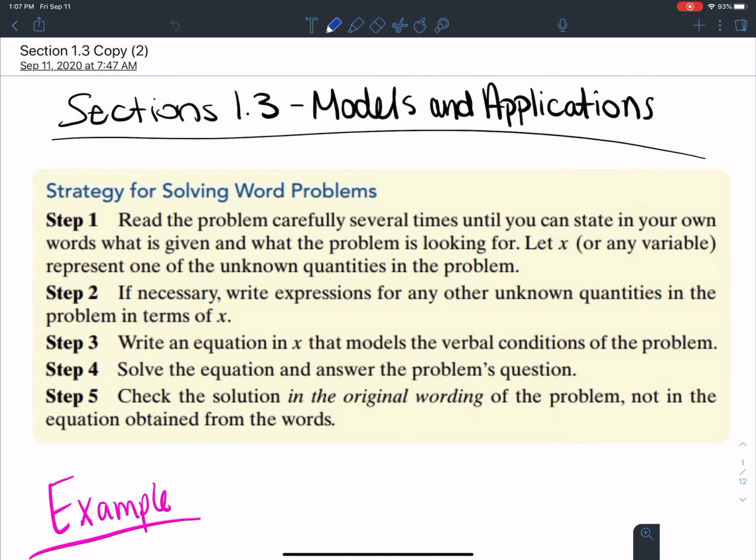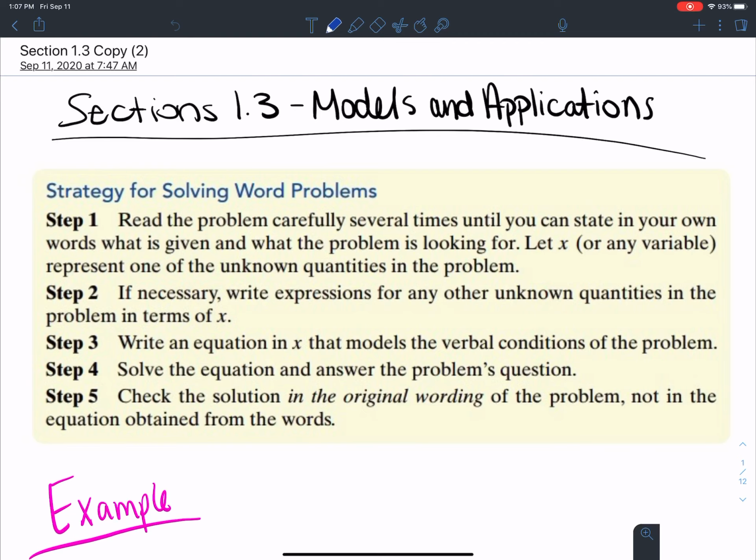Hey everyone. So on Wednesday we did section 1.2. Today we're doing section 1.3, models and applications. This is basically going to be word problems. So let's look at a strategy for solving word problems.